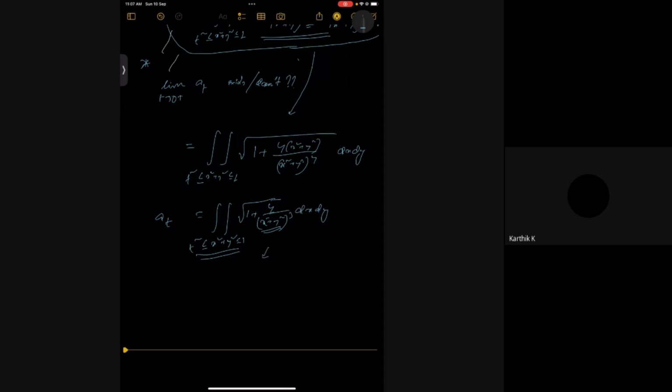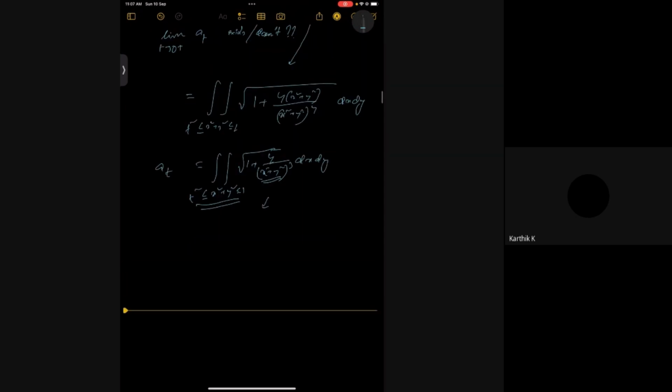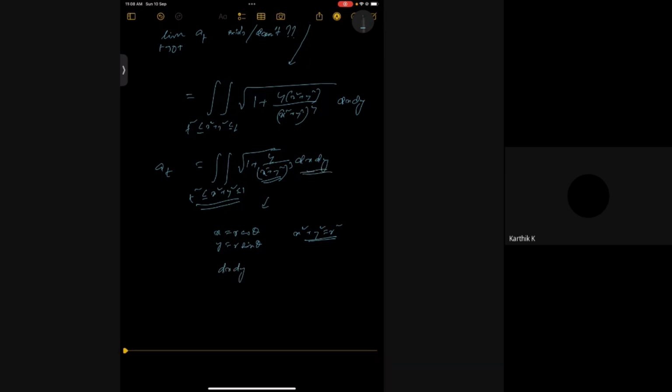So to compute this integral, we just set x equal to r cos theta, y equal to r sin theta, so that x squared plus y squared is equal to r squared, and dx dy becomes r d theta dr. There is something called change of variables in the later part of this session, and I'll explain how it comes. For now, we can just take it for granted that dx dy is equal to r d theta dr.